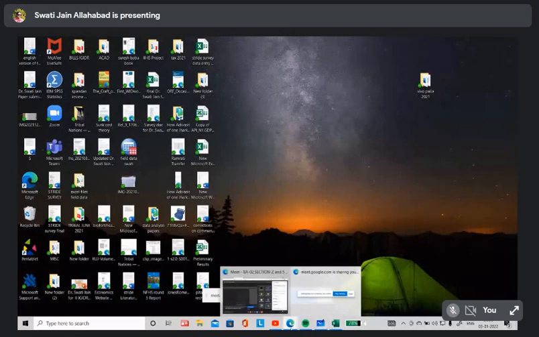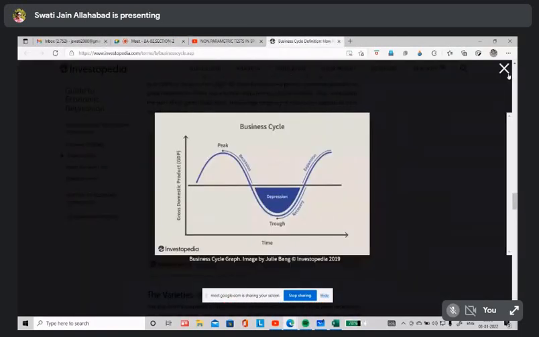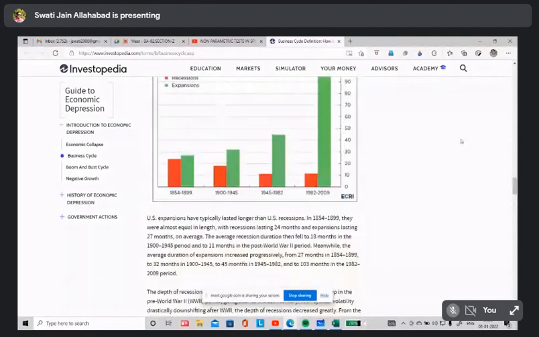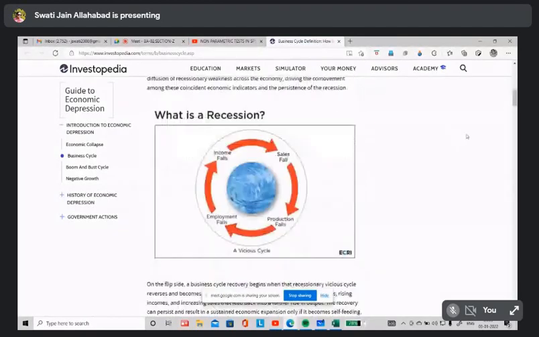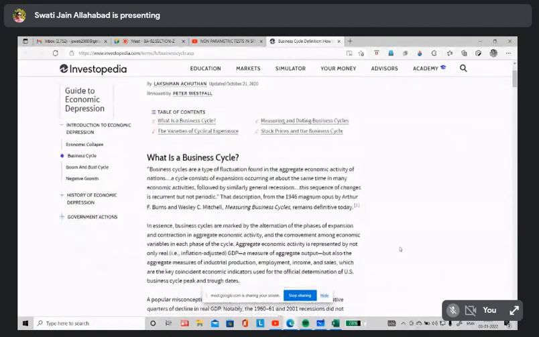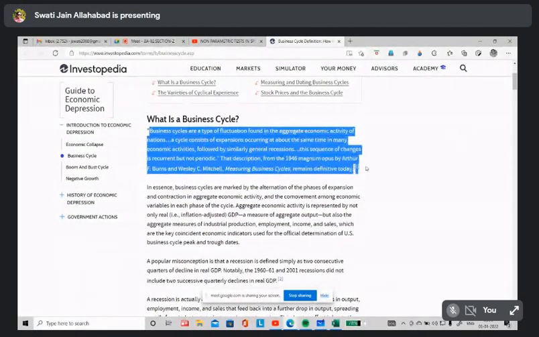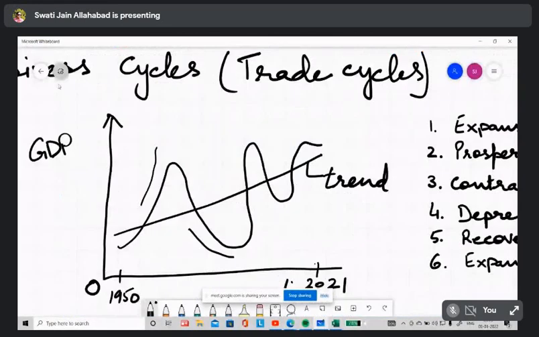Okay. Now you can always talk about who gave this theory, who gave this idea that there will be business cycles. So there are many economists who have talked about business cycles. Okay, but the most important person who has defined business cycle in the recent times is this. Okay, let us see this.